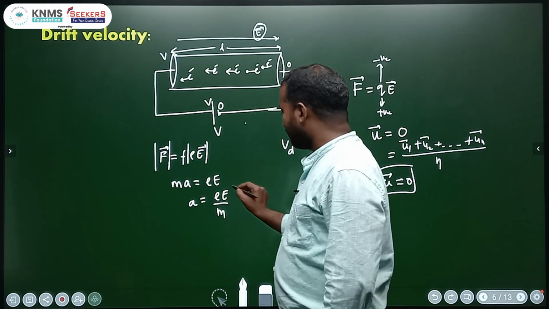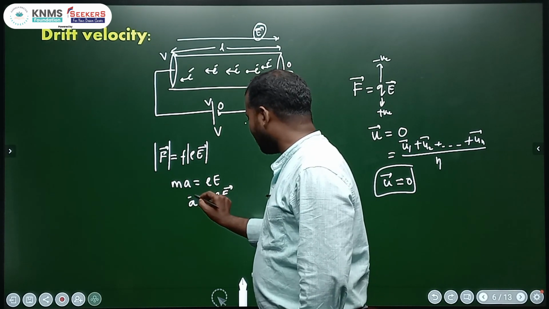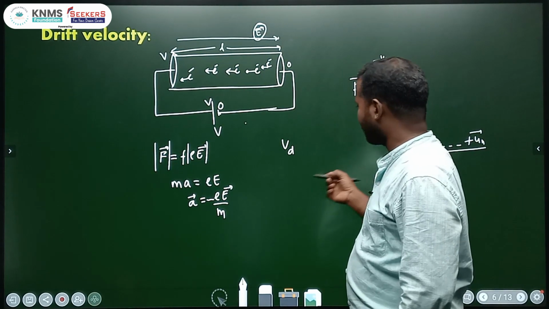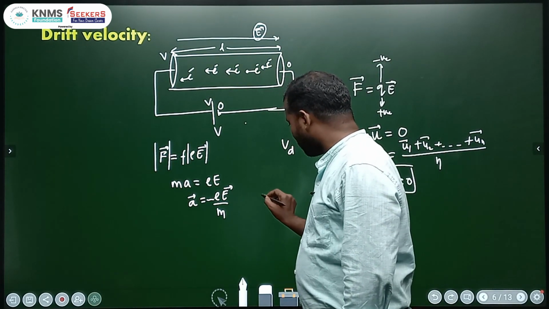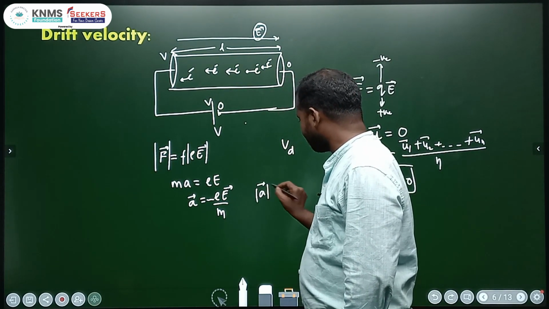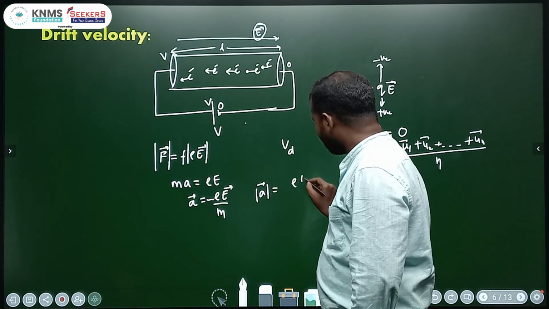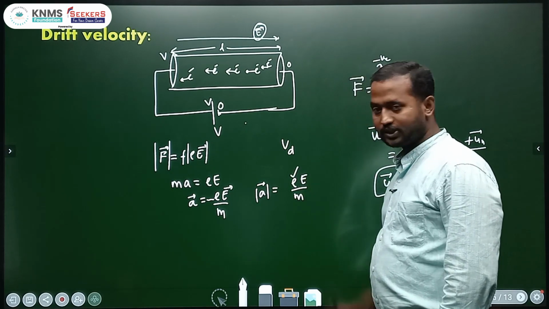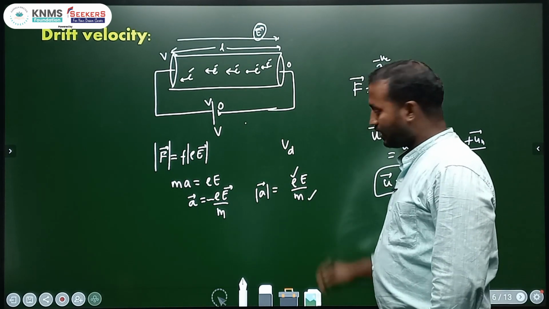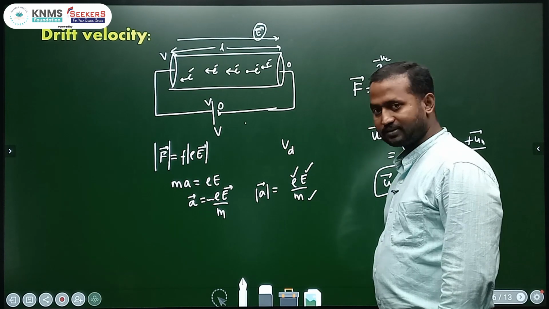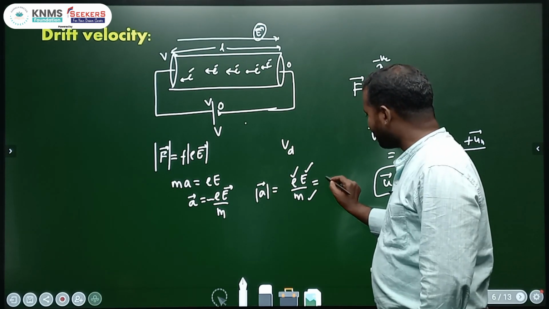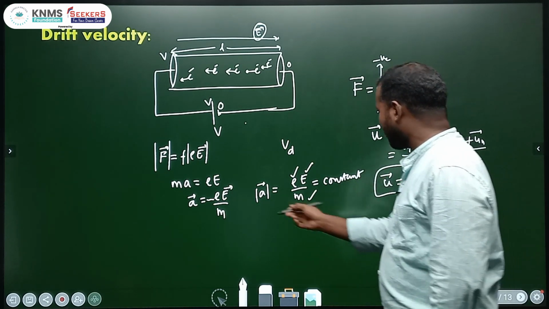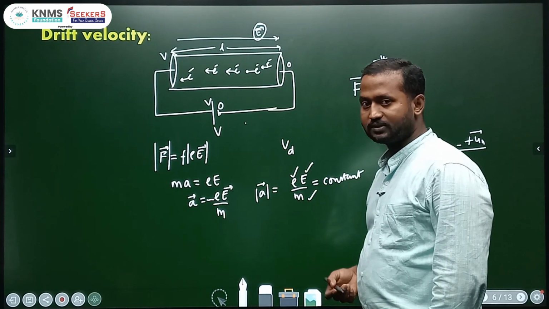If the electric field is in one direction, the acceleration will be in the opposite direction, as per our definition for electric force, right? If I talk about only the magnitude, acceleration is nothing but e into E by m. Now you can see that the electric charge, mass of electron, and applied electric field, all these three things are constants here. That means acceleration is a constant. Very good.